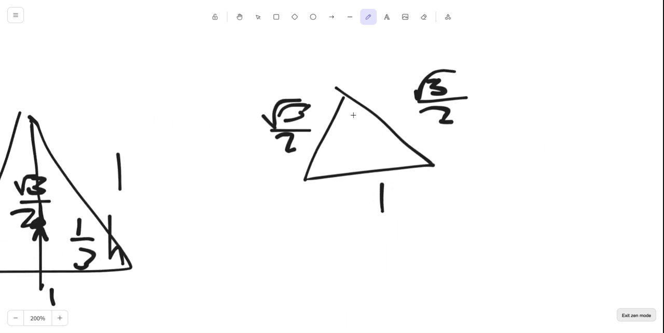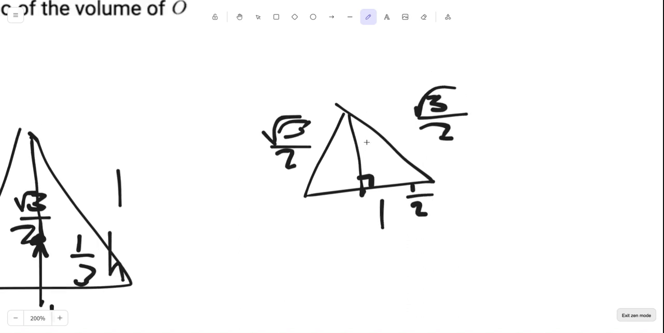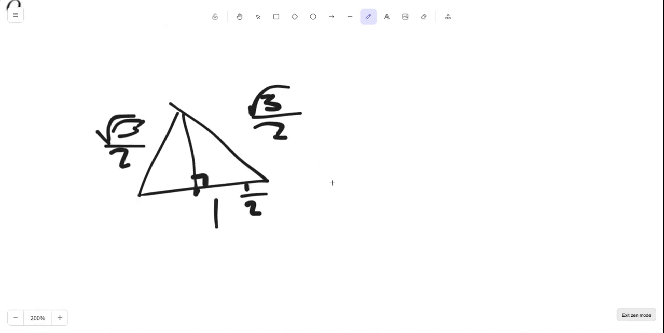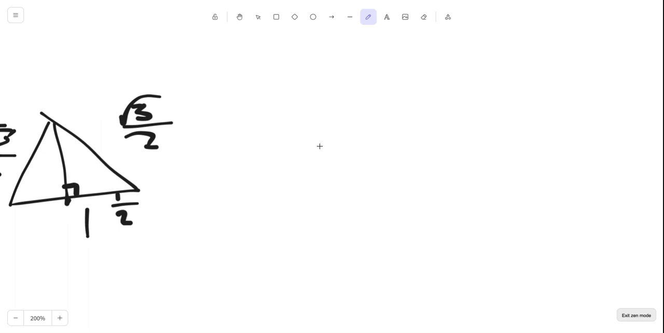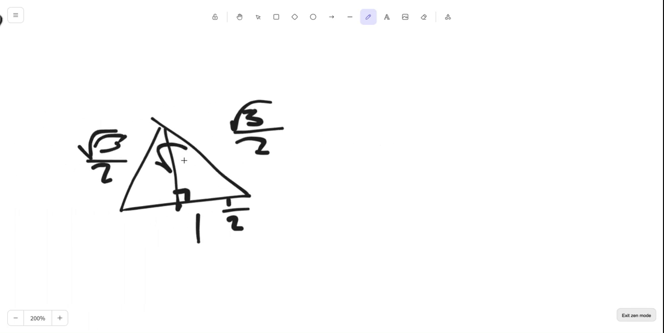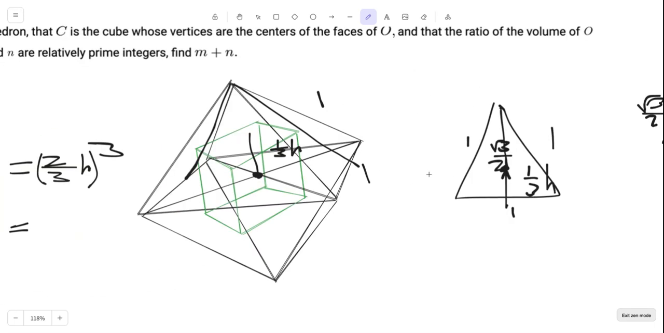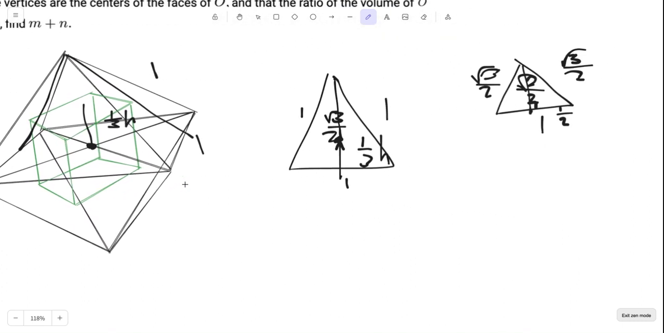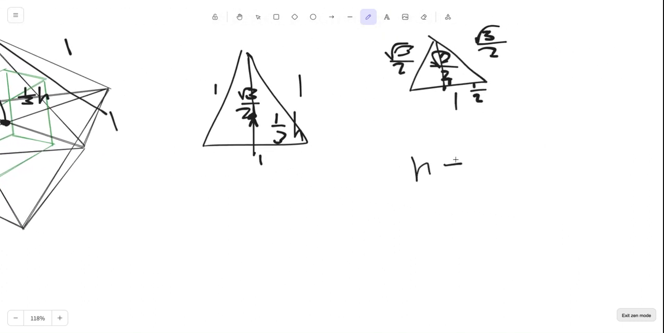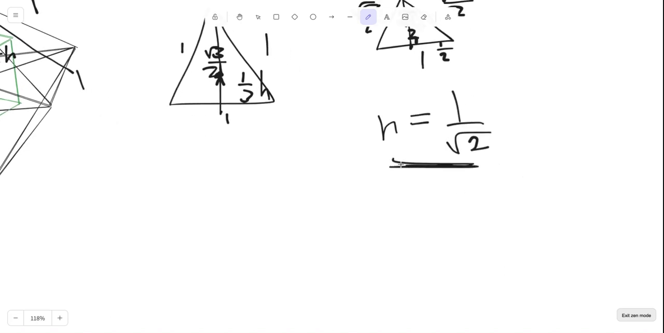Right. So now split this up. We get 1/2 and √3/2. So we get 3/4 minus 1/4, which gives √2/2 as the middle height, and that height is going to be the height of the octahedron. So h equals, I'm going to let it be 1/2, because it's going to be easier to simplify things then.